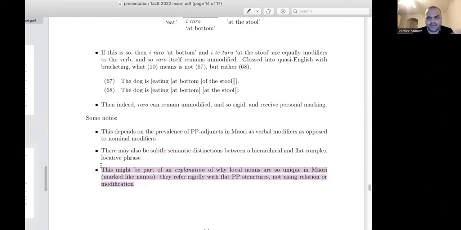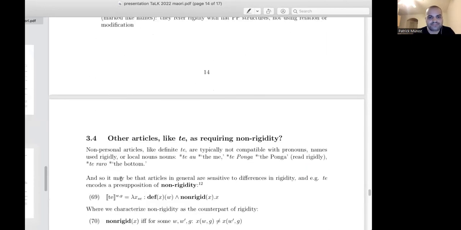That is, why do they look so much like names? Well, it's precisely because Maori doesn't use genitives for locations. And Maori has perfectly good genitives it could use. It just doesn't use them. Instead, it's something that looks like it could be flat parallel adjuncts with things like raro, beneath, just being like names, right, that refer rigidly. Hence why they receive their personal marking.